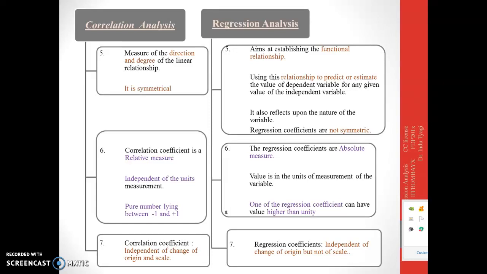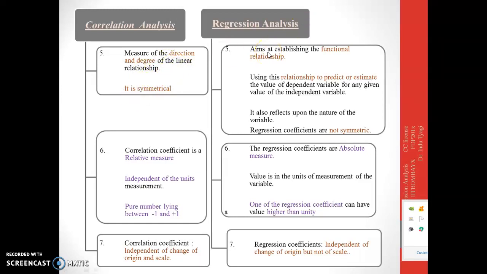Correlation coefficient is the measure of direction and degree of the linear relationship. It is symmetrical. It is immaterial which one is the dependent variable and which one is the independent variable.